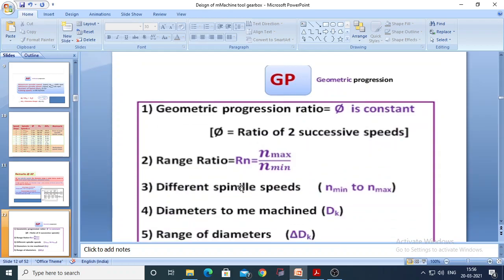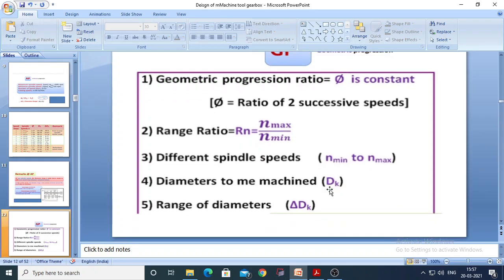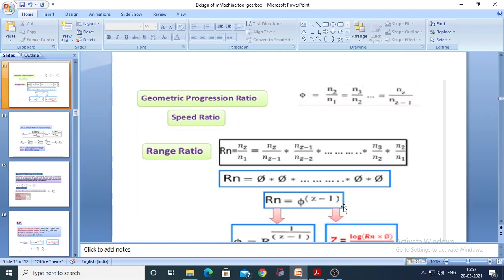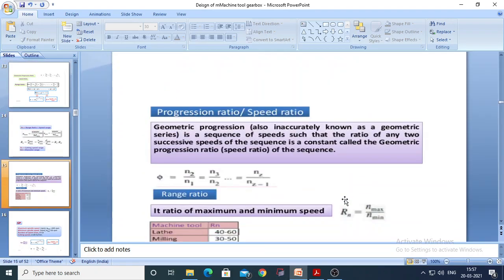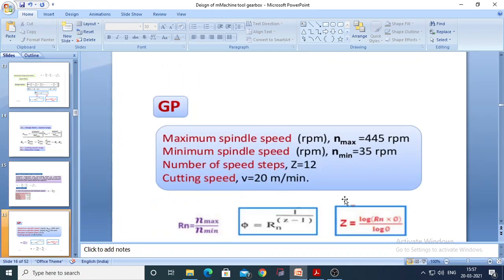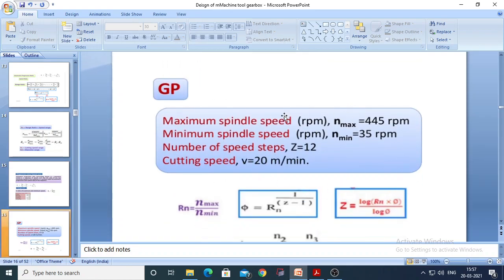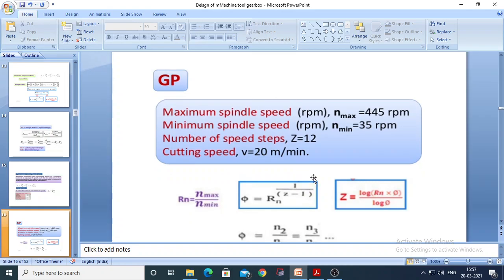We have seen the geometric progression law. In the geometric progression law, the ratio of two successive spindle speeds is constant. We have seen how to calculate the range ratio. It is denoted by Rn, n max divided by n minimum. We have seen this formula already. Again, if you take this range ratio, we will take the same example we have seen in the arithmetic progression law.